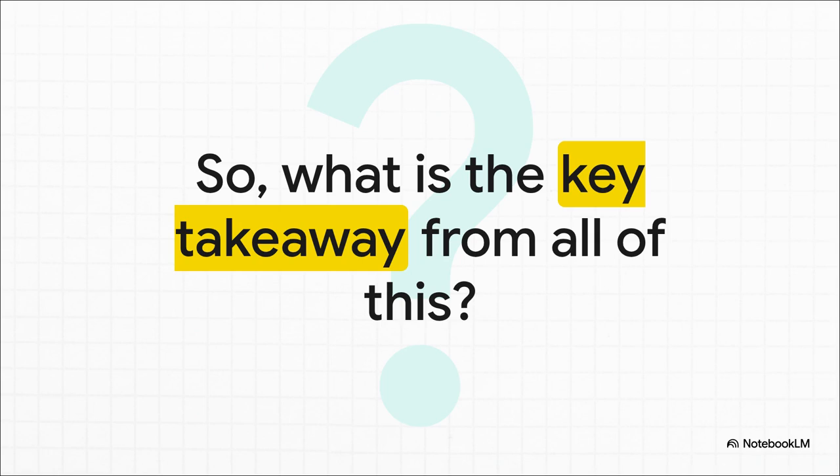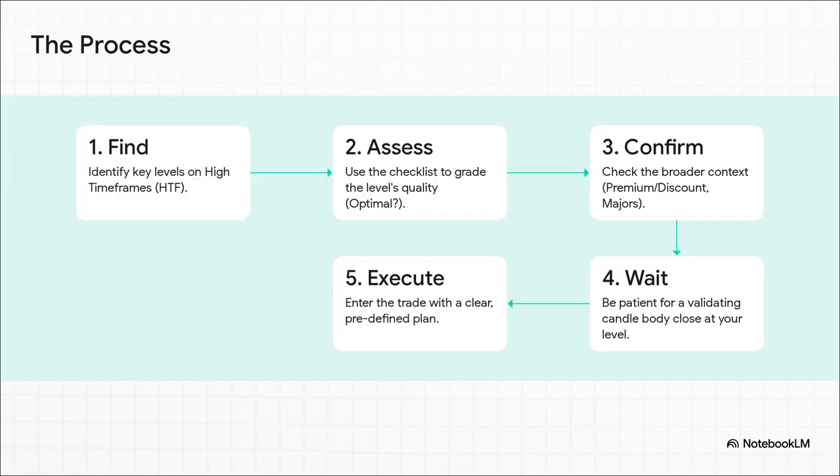Okay, we have covered a ton of ground. So let's boil this entire process down into one simple, actionable framework you can use starting today. Here it is, the entire system in 5 simple steps. 1. Find your high time frame level. 2. Assess its quality with our checklist. Is it optimal? 3. Confirm the market context is on your side. 4. Wait patiently for that confirmation candle close. And finally, number 5, execute with your plan. Find, assess, confirm, wait, execute. That is your new repeatable process.